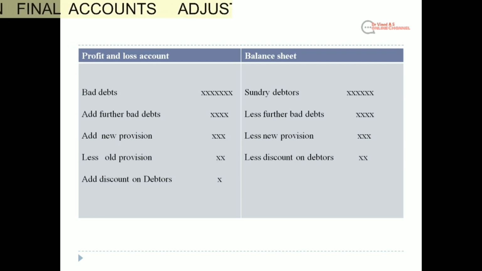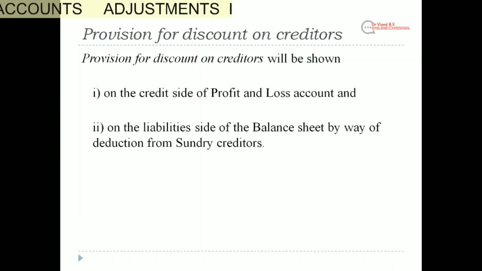And this is the treatment of bad debts in profit and loss account and balance sheet. Bad debts, add further bad debts, add new provision, less old provision, add discount on debtors. And in balance sheet, sundry debtors, less further bad debts, less new provision, less discount on debtors.